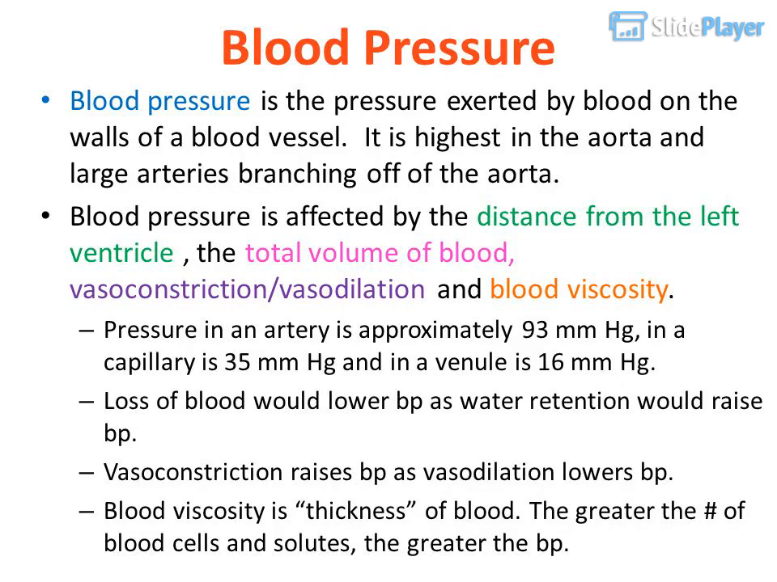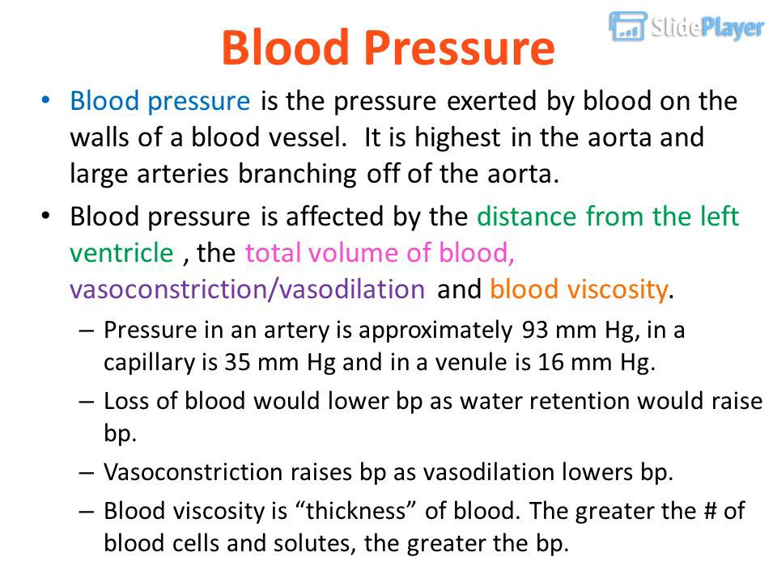Blood pressure. Blood pressure is the pressure exerted by blood on the walls of a blood vessel. It is highest in the aorta and large arteries branching off of the aorta. Blood pressure is affected by the distance from the left ventricle, the total volume of blood, vasoconstriction/vasodilation and blood viscosity. Pressure in an artery is approximately 93 mm Hg, in a capillary is 35 mm Hg and in a venule is 16 mm Hg.